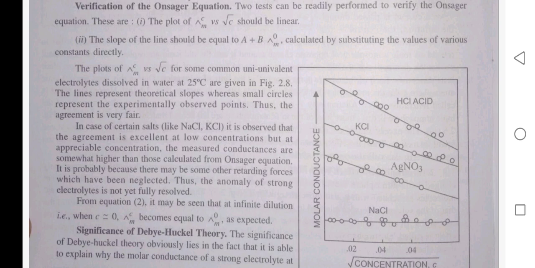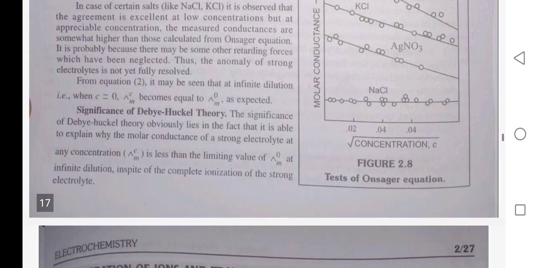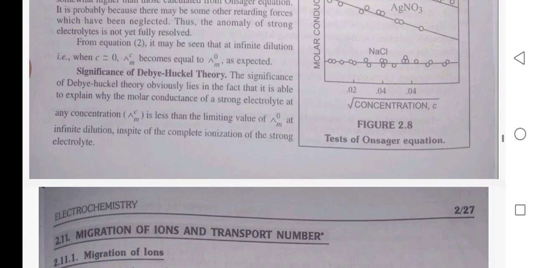From the equation, it may be seen that at infinite dilution, where C is approximately 0, Lambda m becomes equal to Lambda naught m, as required by the Debye-Huckel theory. The significance of the Debye-Huckel theory lies in the fact that it is able to explain why the molar conductance of a strong electrolyte at any concentration is less than the limiting value Lambda naught m at infinite dilution, in fact, the complete ionization of the strong electrolyte.